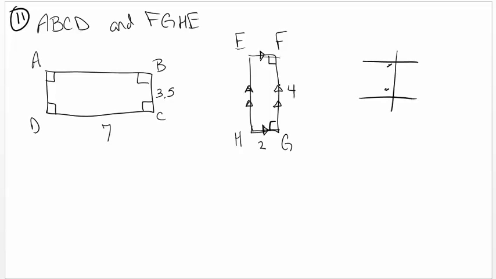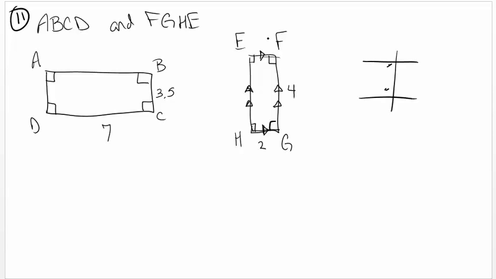The same thing happens using our parallel sides FG and EH. This H is 90, and using the same parallel lines, E is 90. So first of all, the angles are congruent. So the figures could be similar, but we need to check the sides. We need to make sure that the sides are proportional.